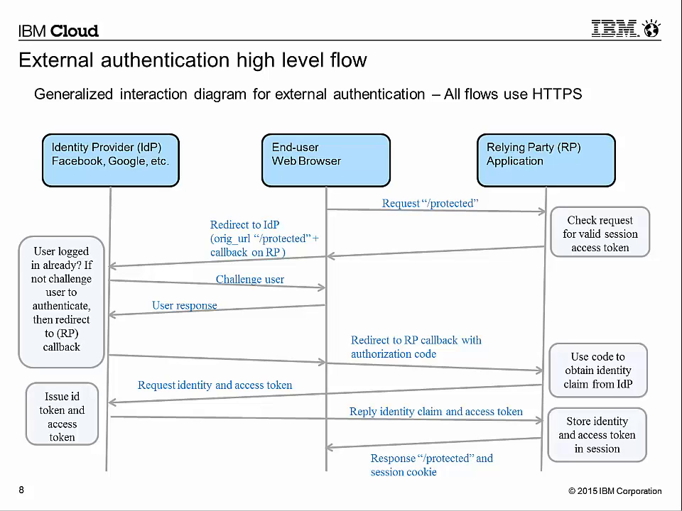Finding no active session, the user is prompted to provide credentials, and this might not be a user ID and password combination. In step 4, once confirming the identity, the provider redirects the web browser back to the application and embeds an authorization code for use by the application. In step 5, the application uses this authorization code to obtain additional identity claims and access tokens from the identity provider. And in step 6, the application responds to the web browser request with the protected content and a session cookie that can be used in subsequent protected resource access.